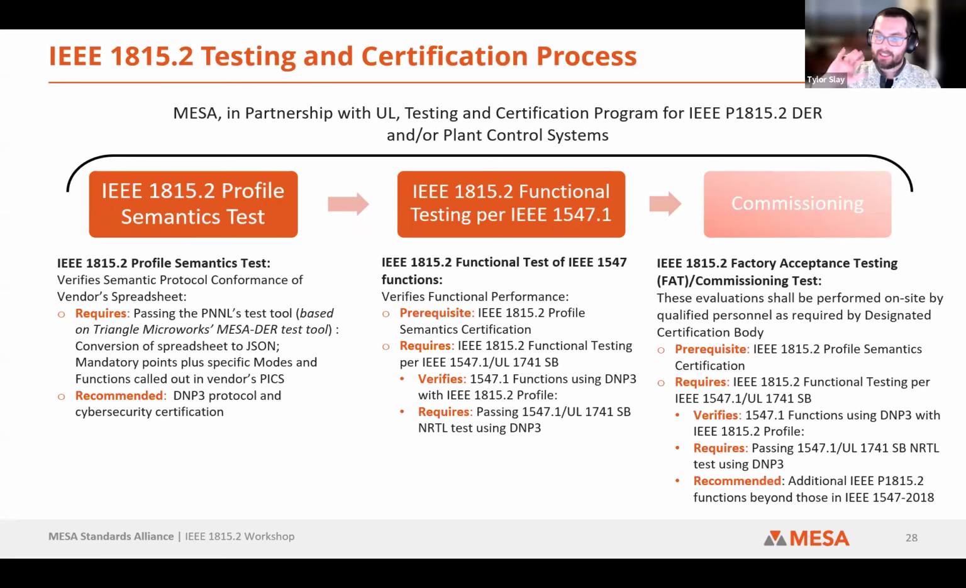All right, so this just goes a little bit deeper into the bodies that are going to interact with the various tests. When we get to the semantic tests, you can use either P&L's open source test tool that's going to become available once the standard is available. It will be available to MESA members first as beta testers, but then it'll be open to anyone once we've fleshed out the functionality. We also have the Triangle MicroWorks test tool that was previously created for the semantic testing. Both of those will ingest a PIXIT datasheet in spreadsheet form, and the P&L test tool will also ingest it in JSON form, which is what we're trying to move towards because it's easier for computer ingestion than the spreadsheet.